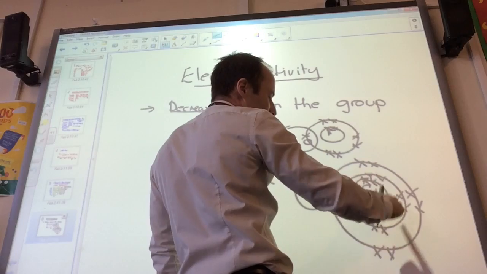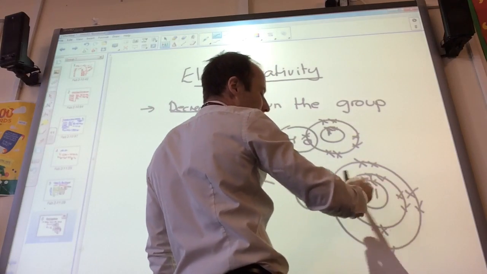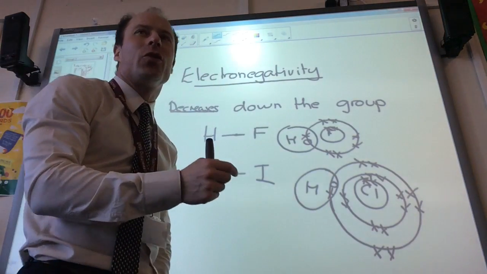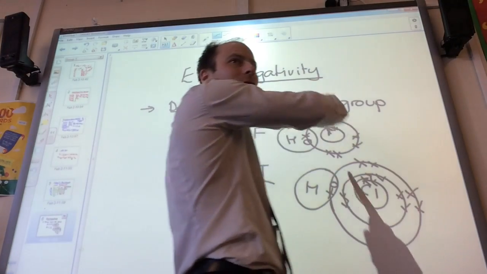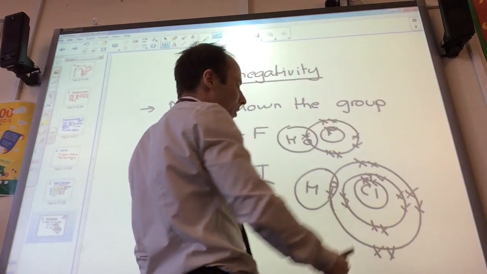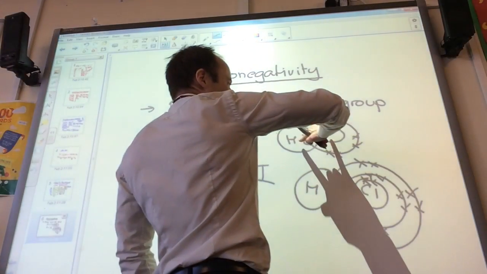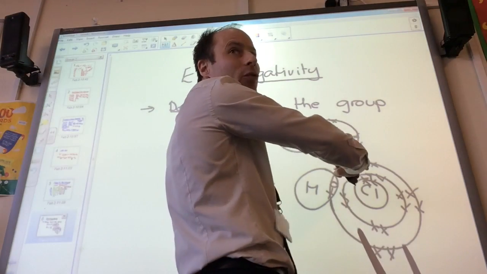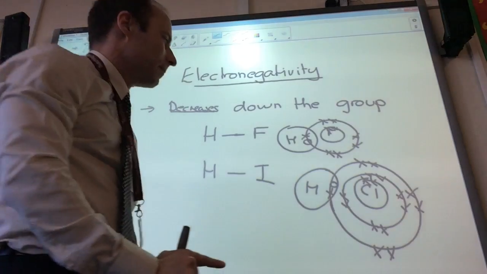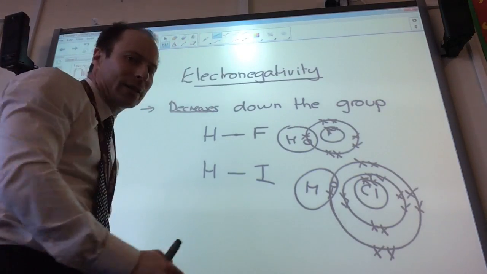Here, he's got more electrons to get through. The effective nuclear charge is always the same though as you go down, because it's always the number of protons minus the number of inner electrons. So it's the distance between the bonding electrons and the nucleus. Yeah, that's right. That's what's really important. That's pulling it together. But down the group that stays the same.